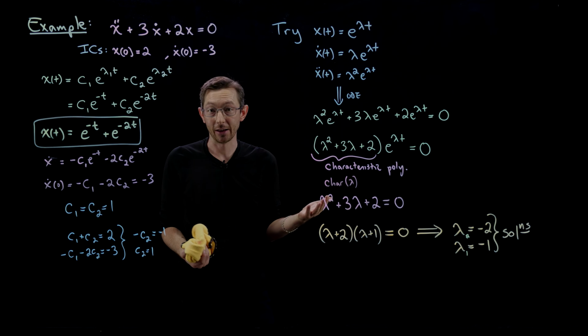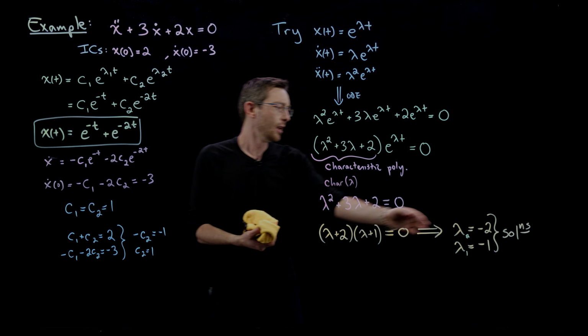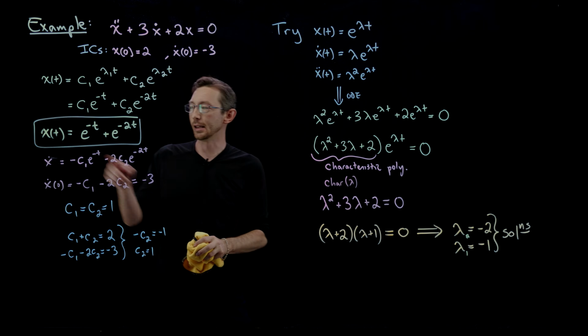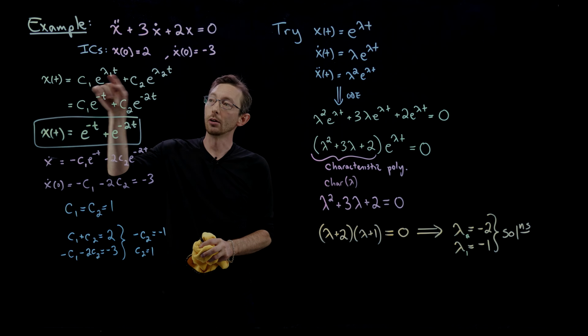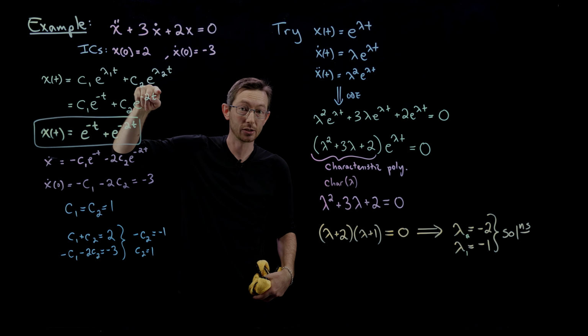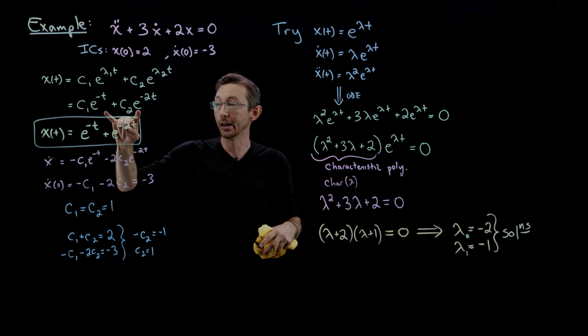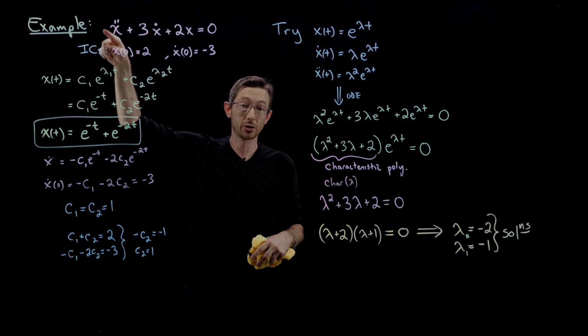I'm going to call these eigenvalues because in my mind they're eigenvalues of another system I'll show you in a minute. And then when you plug these in here, you can solve for the coefficients. Any linear combination of e to the minus t and e to the minus 2t will work. You know, lambda equals -1 or -2. Any combination of those will be a solution of this differential equation.